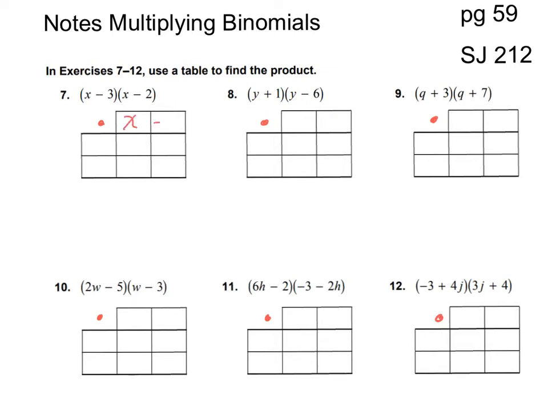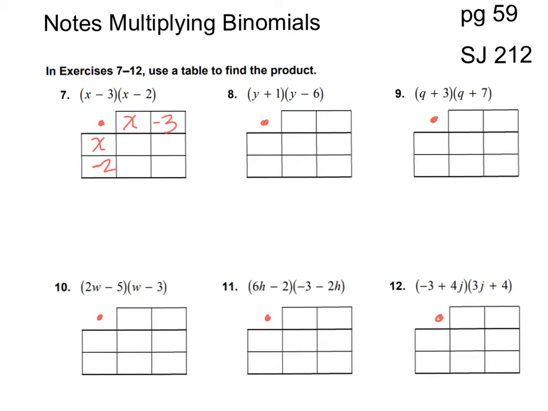x minus 3 and x minus 2. Now when you multiply, you're doing x times x and negative 3 times x, and put the answer here. Then x times negative 2, put the answer here, and then negative 3 times negative 2, put the answer here.